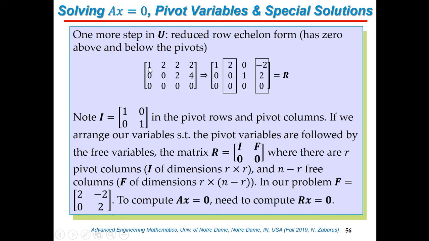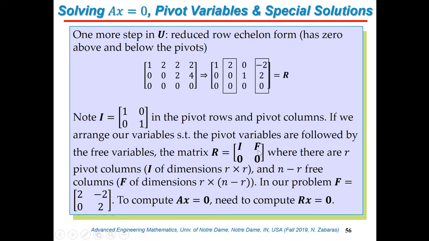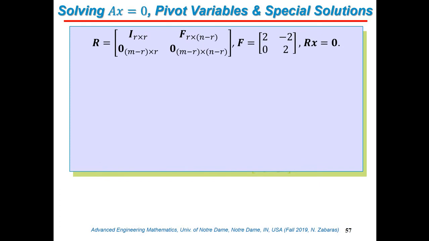Would you agree with me that this matrix R basically will first have the identity matrix? You remember the identity 1, 0, 0, 1. It will come first because I put the pivot variables first. And then I have this matrix F that is 2, 0, minus 2, 2. All right? I call it F because it says something about the free variables, right? And then, of course, on the bottom I had zeros, corresponding to rows that were combinations of previous rows during the elimination process. So if I want to write this in general, the R matrix can be written like this: the identity matrix corresponding to the pivot variables, this matrix F, and the zeros.